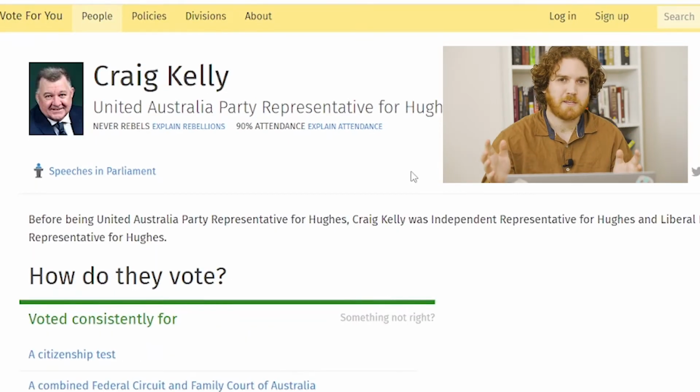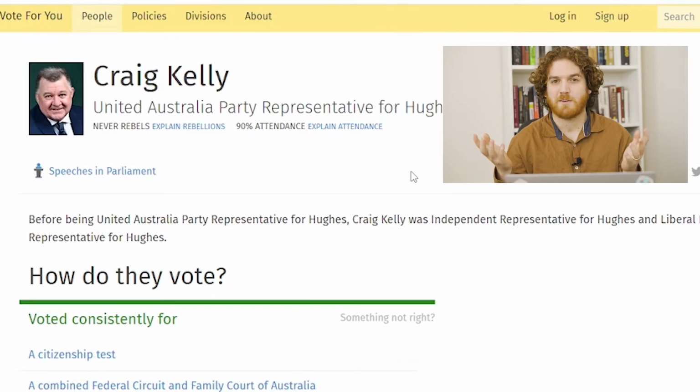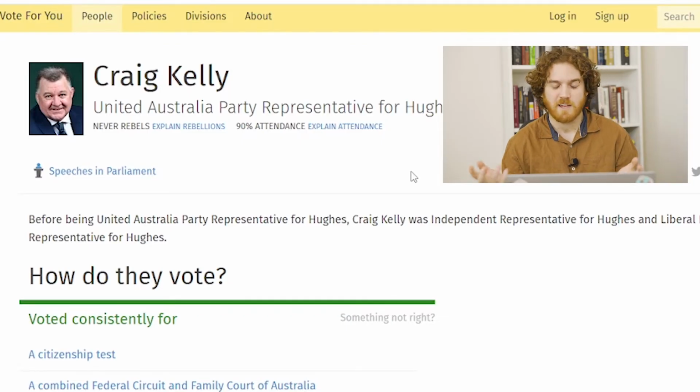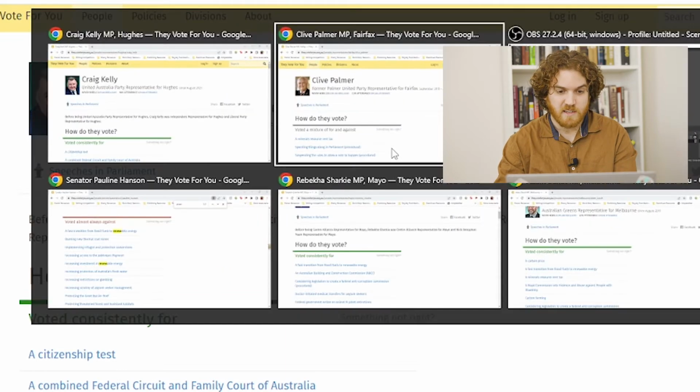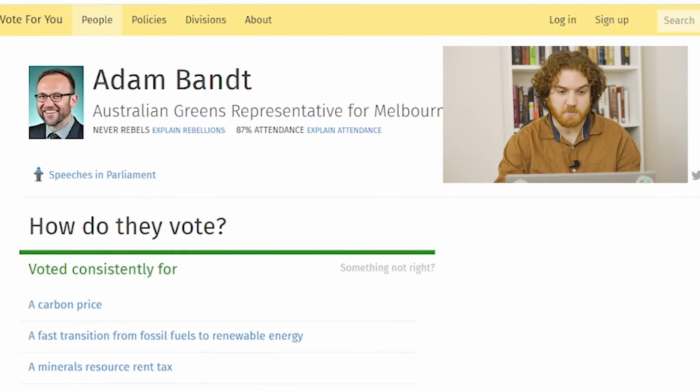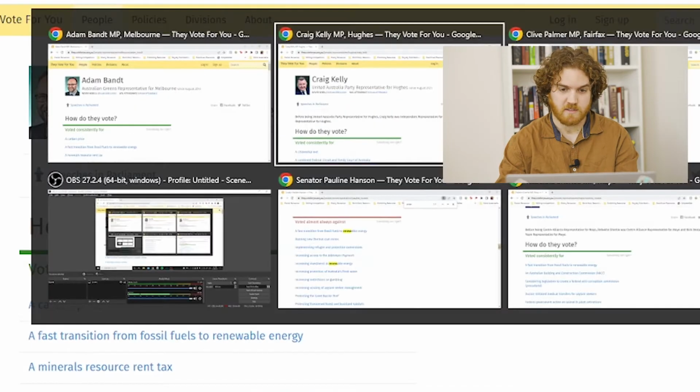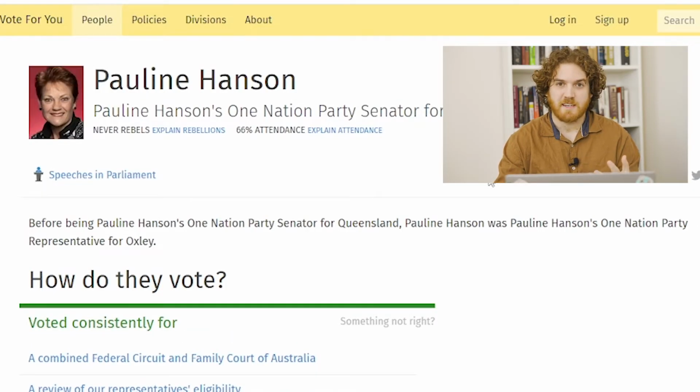We're not going to spend much time on him because he's not currently a member of parliament, though I hear that he does want to run for the Senate, but I am going to then use this opportunity to demonstrate another thing that'll really help you understand this website. So under Craig Kelly, it says 90% attendance. If we look at Adam Bandt, we have 87% attendance. Pauline Hanson has 66% attendance.